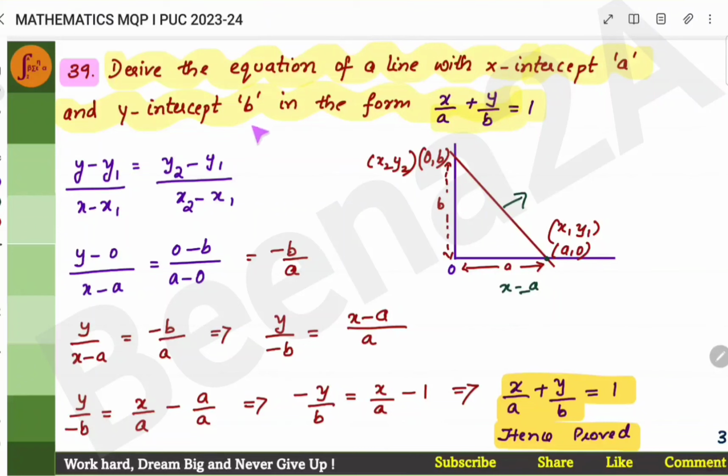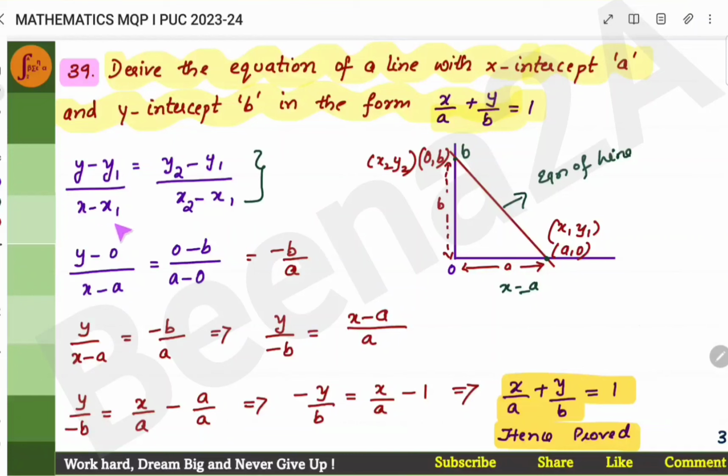Similarly, y-intercept means this line is cutting the y-axis at B. Now you have to find the equation of this line. So we know the formula, right? We know one formula. So we can use this formula, the 2-point formula.